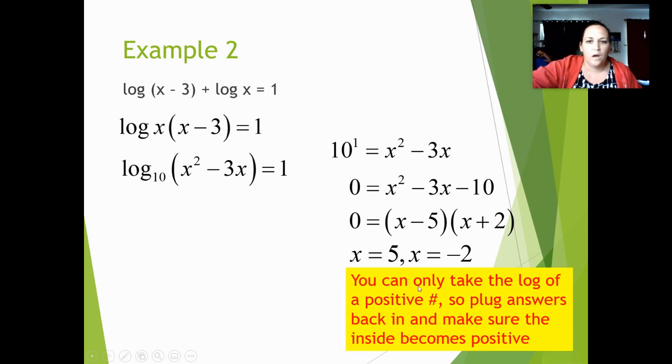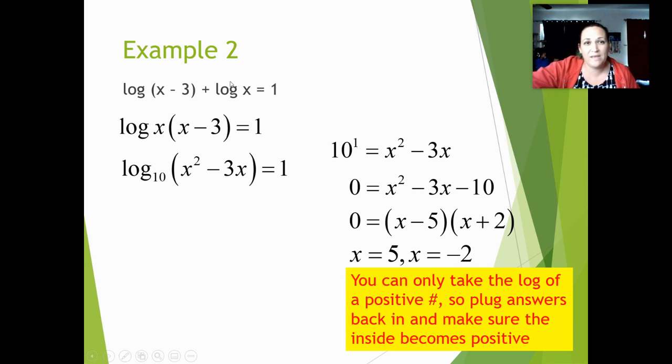So I wrote this down, and I already said this out loud, but if you want to write it in your notes, you can. You can only take the log of a positive number. So if you get an answer that's a negative, you should definitely plug it back in to make sure that you are taking the log of a positive number. Sometimes when you plug a negative number back in, it will turn into a positive number. For instance, if the problem was x plus 5 and I have the -2, right? -2 plus 5, that's +3. That works. But sometimes it doesn't work.